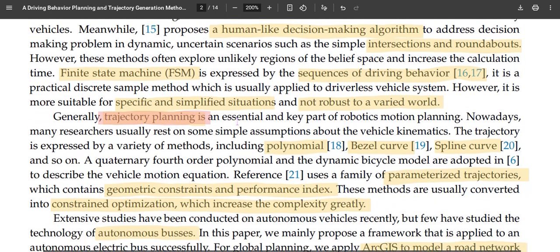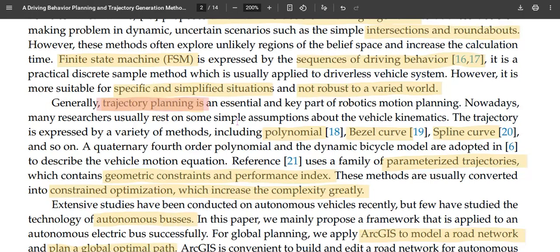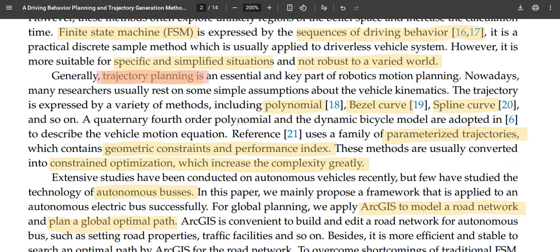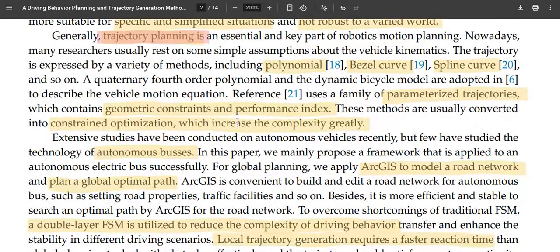Coming to the second part of local planning, trajectory planning, many attempts have been made to generate trajectories using curves, mostly polynomial, Bezier curve, and spline curve. Here we use parametric trajectories with certain constraints, and if we were going into purely optimization, we would have to go for greater complexity.